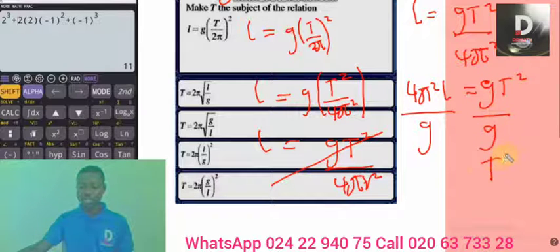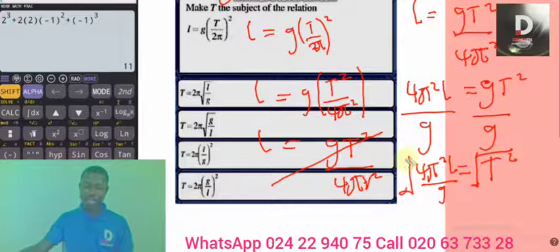Remaining T squared equal to 4 pi squared L over g. So to go further, what next? This is a square, disturbing it, finally. So we introduce a what? A root. So a root here and a root there. This square root cancels the square on the T, making the T stand alone.